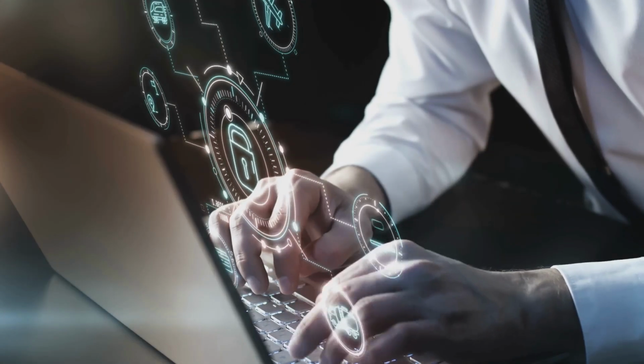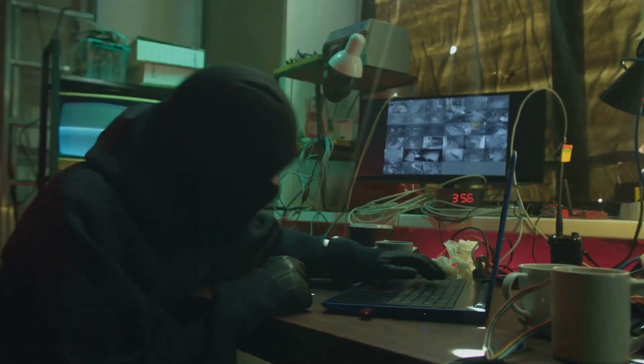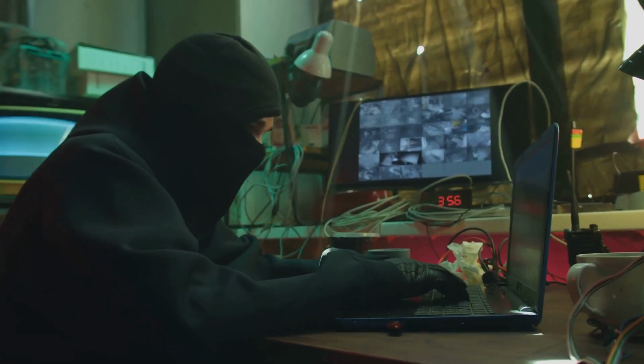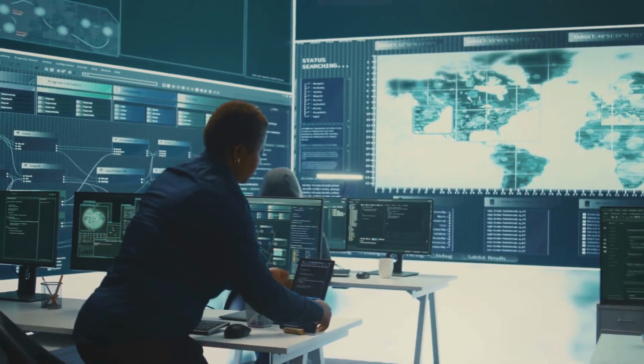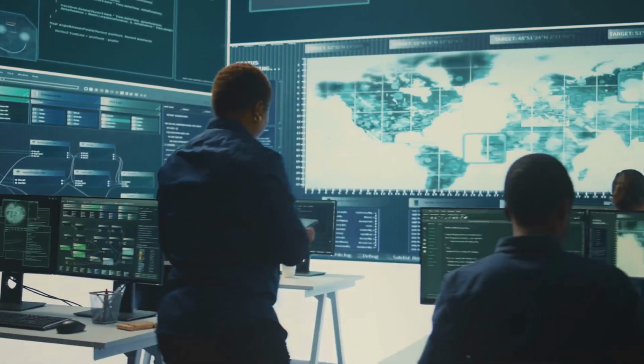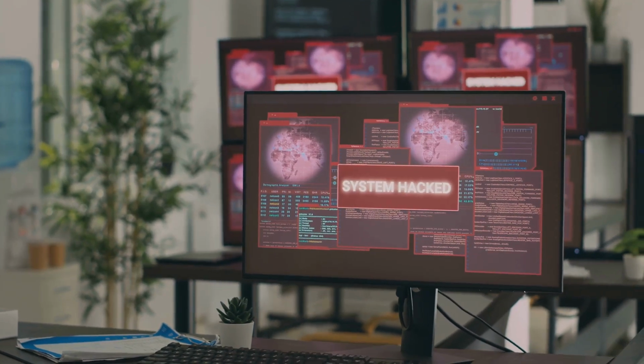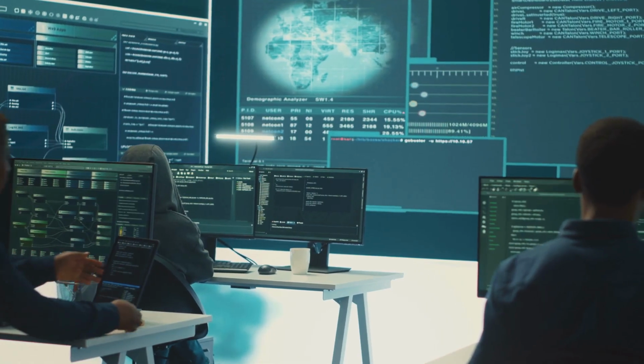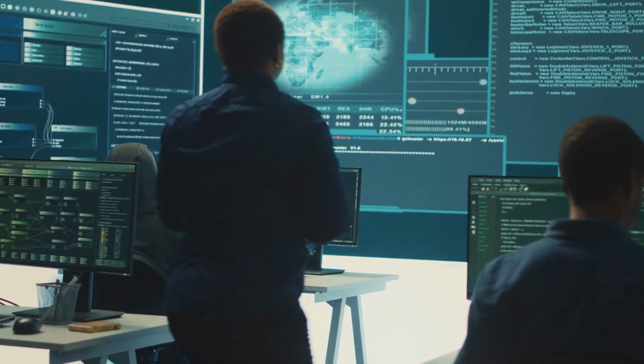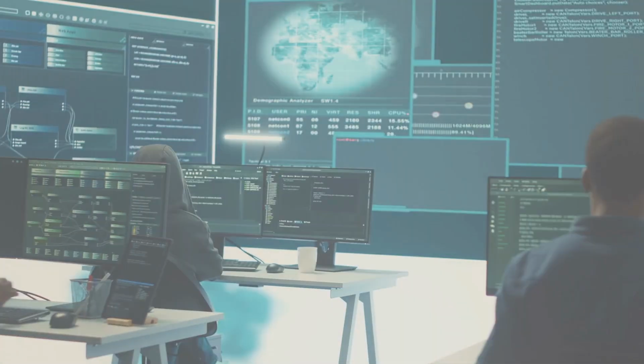Cybersecurity threats are becoming more sophisticated, and man-in-the-middle attacks are among the most dangerous. In an MITM attack, a hacker intercepts communication between two parties, stealing or altering sensitive data without either party knowing. However, there are effective strategies to protect your network and communications from such attacks.